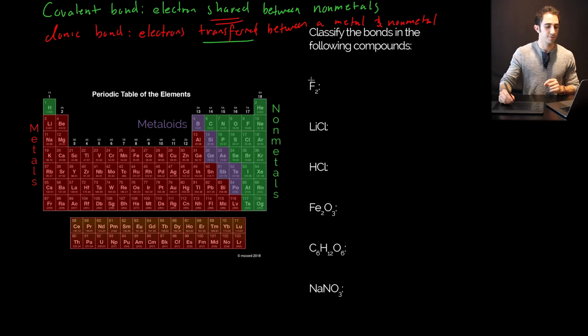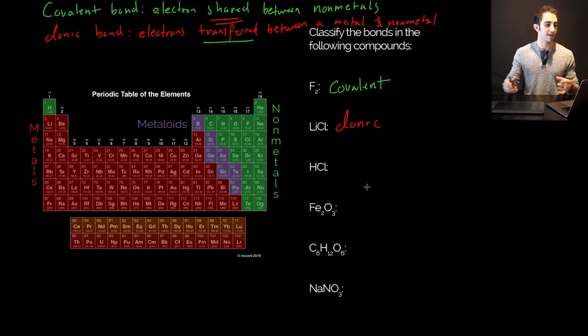So let's start with F2. Very simple, a nonpolar covalent bond, and that's going to be one of our diatomics. So that's fluorine right here. That is in the nonmetal space, and so that is definitely going to be covalent. Lithium chloride, LiCl, is a compound consisting of lithium, a metal over on the left side of the periodic table, and chloride, which is an anion that is composed of the chlorine nonmetal. So that is definitely going to be an ionic compound.